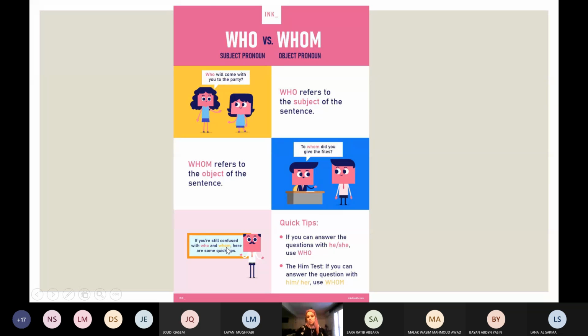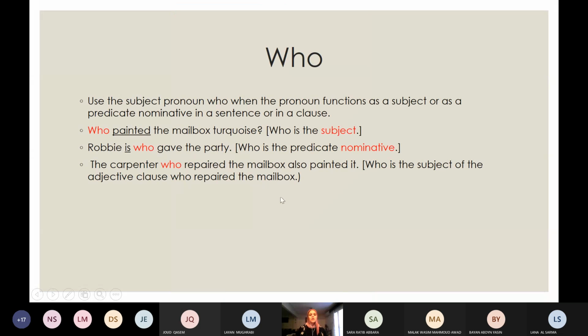If you still can't get it, if you can replace it with he or she, use who. If you replace it with him or her, use whom. Again, who. We use the subject pronoun who when the pronoun functions as a subject or predicate nominative. I use who when it replaces subject or predicate nominative.